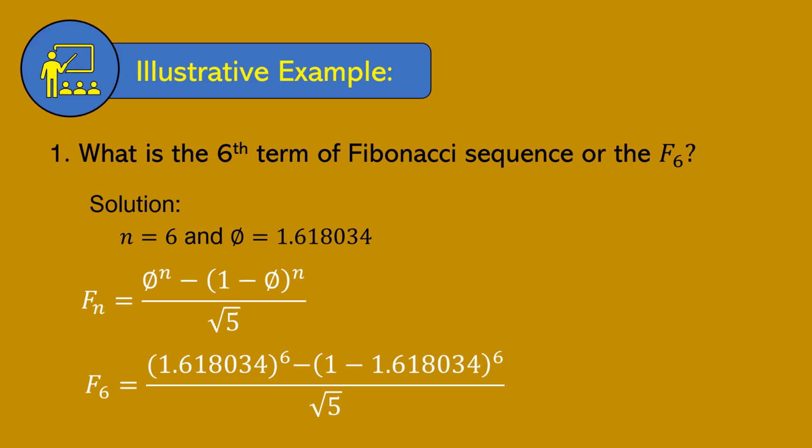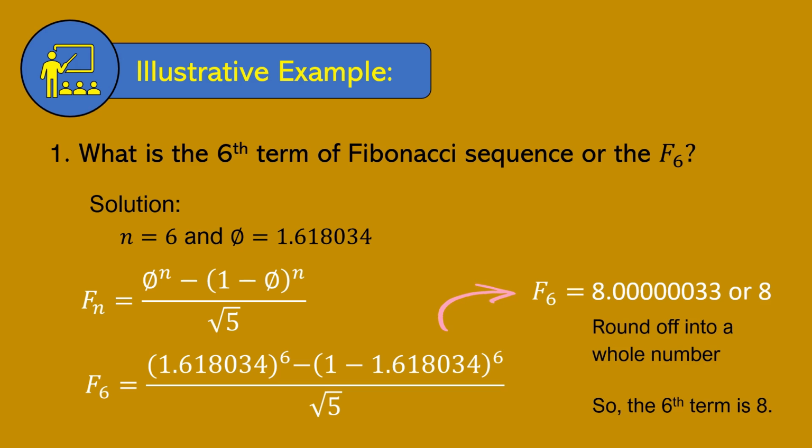If you key in this information in the calculator, you get an answer of 8.000033 or 8. You're going to round it off into a whole number. So if we round off 8.000033, that becomes 8. So the 6th term is 8. Let's check. In that table, we have n. What is the 6th term here? You can see here the 6th term is 8.